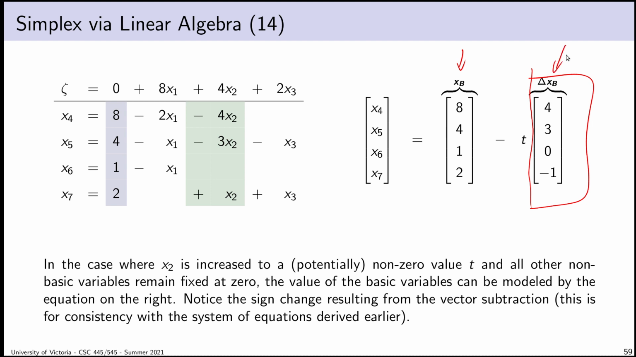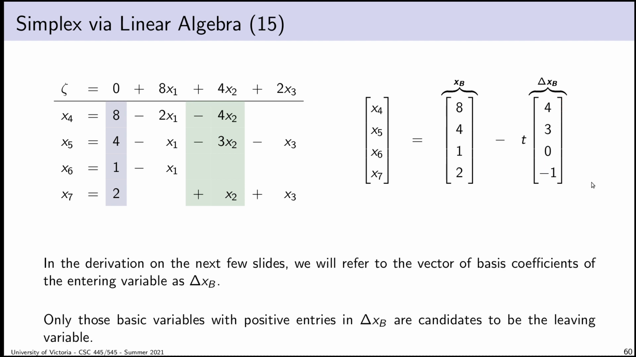And the key thing to note is that if I go looking for a choice of leaving variable using the coefficients that are in delta xb, the only things that will be candidates are things whose value in delta xb is positive, because that would correspond to the cases where it's negative in my dictionary representation. So if it's 0 or if it's negative in delta xb, these are not candidates to be the leaving variable. So I'm going to derive this again from scratch.